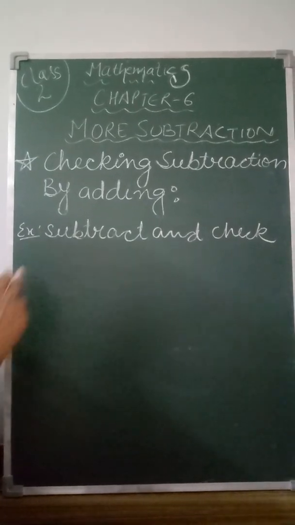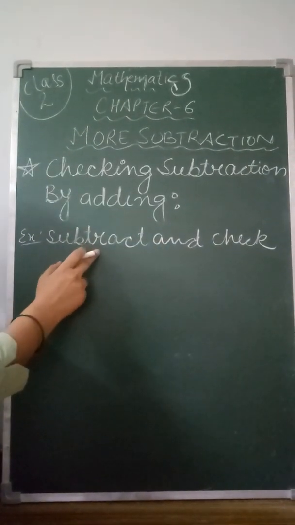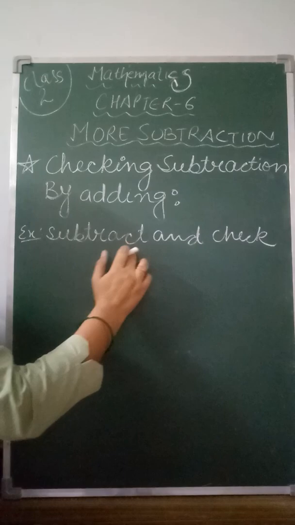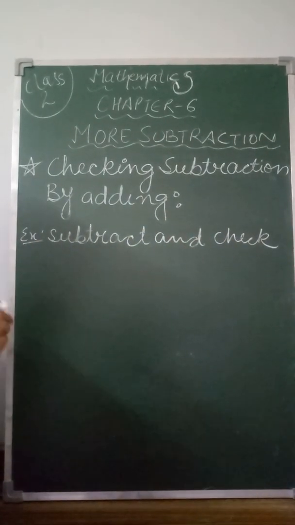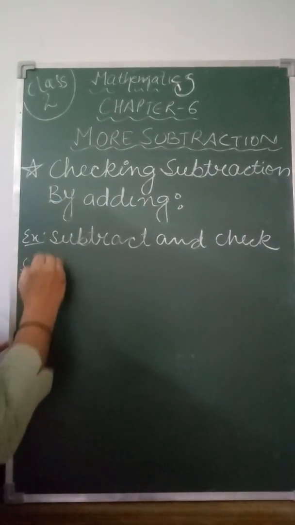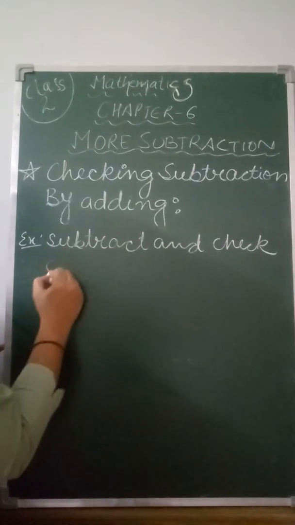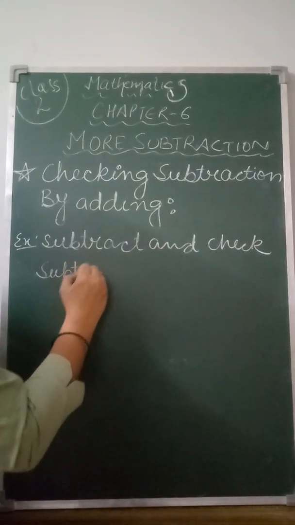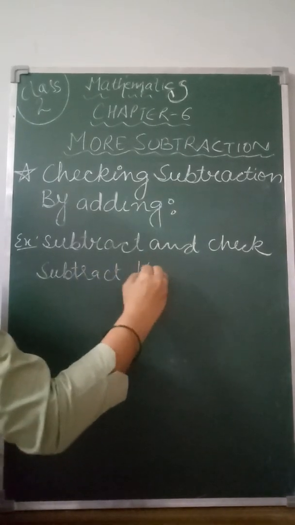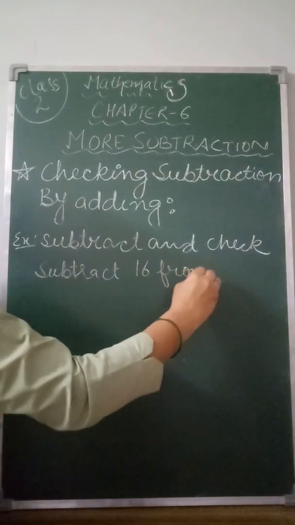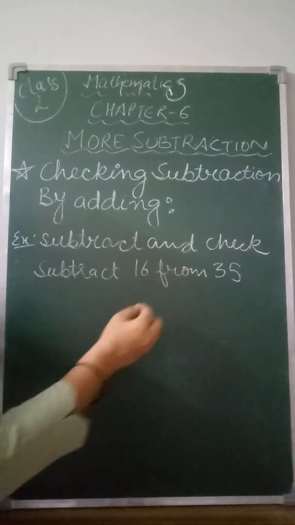Here is my question: subtract and check. It is already mentioned in the question, subtract and check. If both the words are given, it means there are two steps you have to do in the question. And the first step is the numbers. Let me give you the numbers. The numbers are: subtract 16 from 35. Fine. These are two numbers.